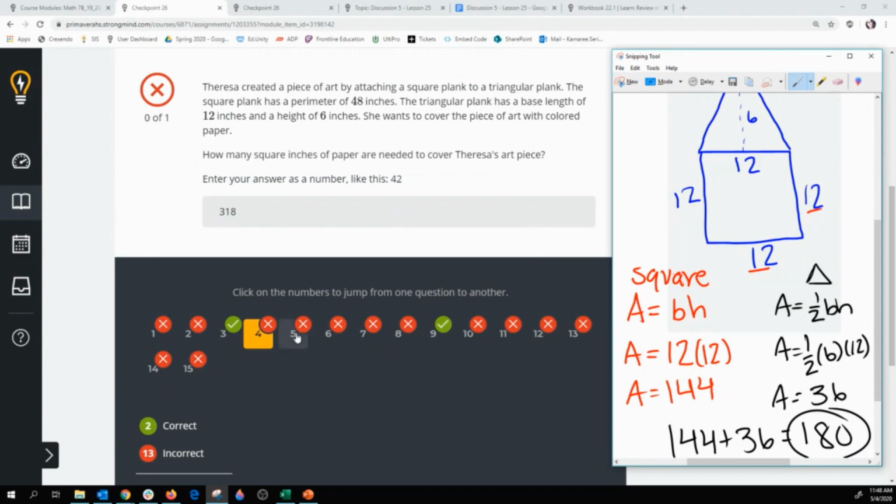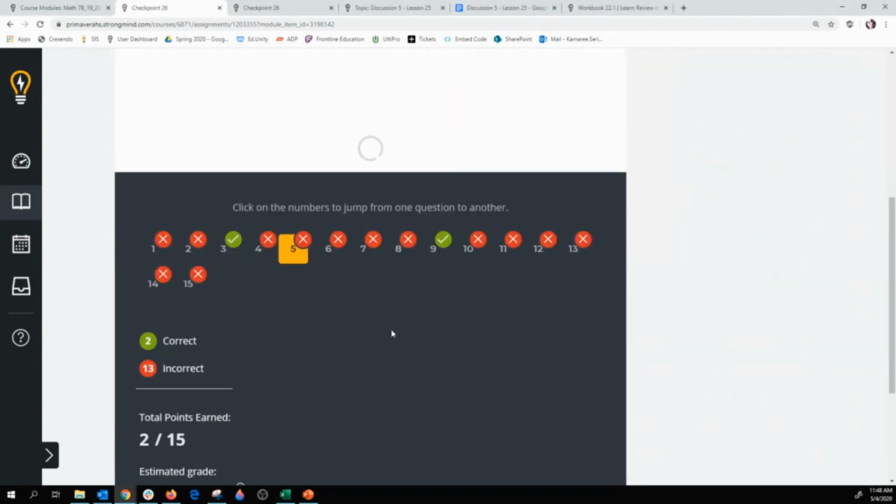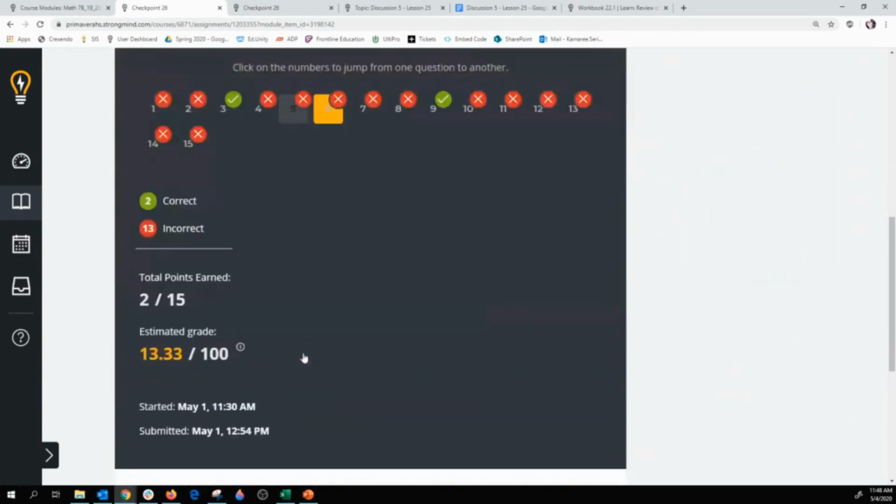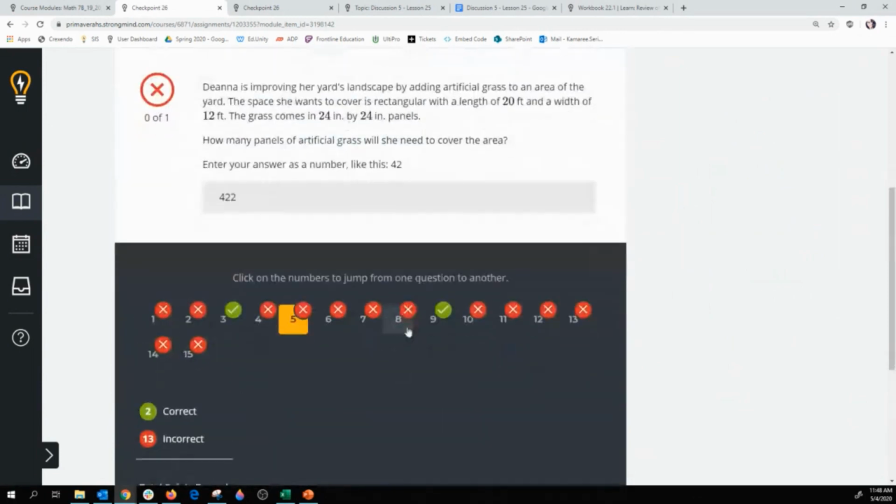All right. Next one. So for 5, we're talking about Deanna. All right, so Deanna is improving her yard's landscape by adding artificial grass to an area of the yard. She wants the space to cover a rectangle with a length of 20 feet and a width of 12 feet. And the grass comes in 24 by 24 panels. How many panels of artificial grass will she need to cover the area?